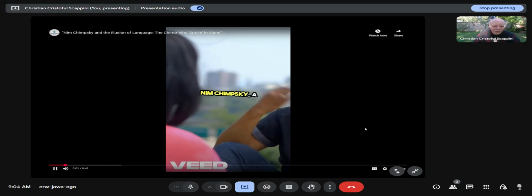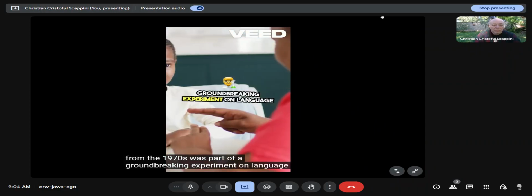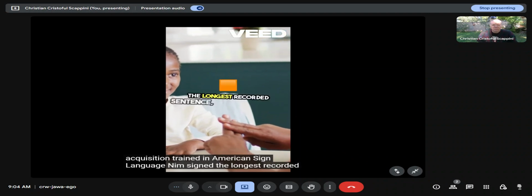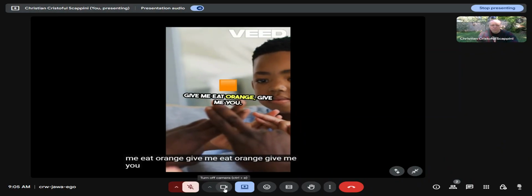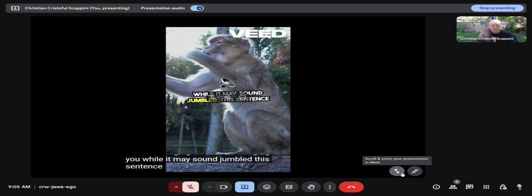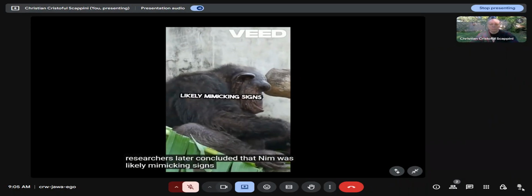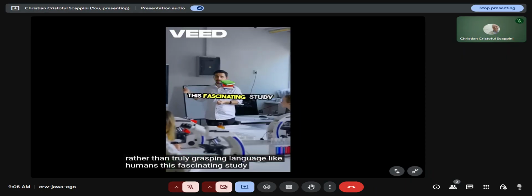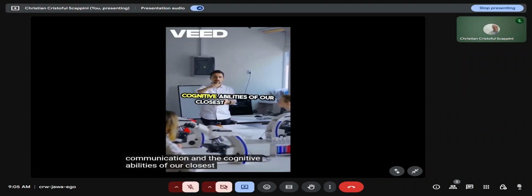Nim Chimpsky, a remarkable chimpanzee from the 1970s, was part of a groundbreaking experiment on language acquisition. Trained in American Sign Language, Nim signed the longest recorded sentence: "Give orange me, give eat orange me, eat orange, give me eat orange, give me you." While it may sound jumbled, this sentence reveals his desire for an orange through repetitive signs. However, researchers later concluded that Nim was likely mimicking signs for treats, rather than truly grasping language like humans. This fascinating study raises questions about the nature of communication and the cognitive abilities of our closest relatives.